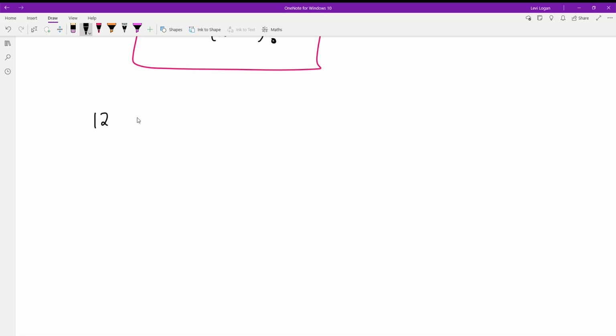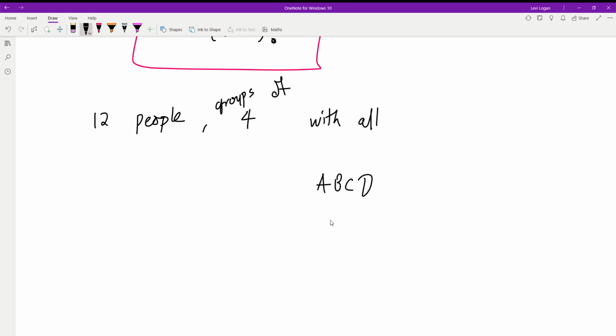So for example, if I have 12 people and I want them in groups of 4, and I want all the permutations. So what I mean is, that means the team A, B, C, D, that also includes team A, C, B, D, so it's the same team just in different orders. So that's what I mean by permutation. So if you're looking for combinations, you would just look for the one with these 4 letters. But permutations includes all the different arrangements.